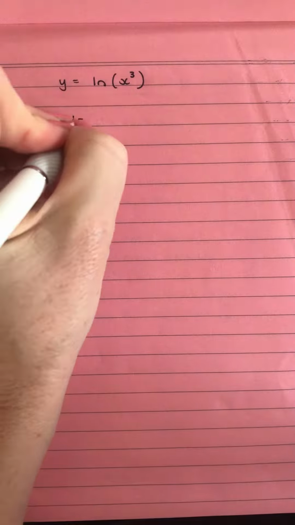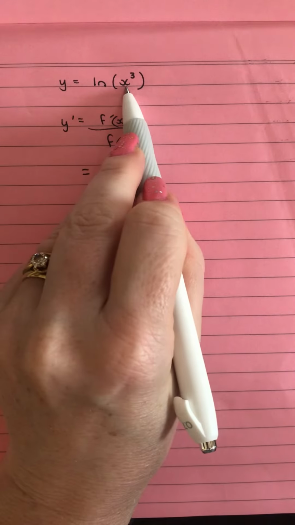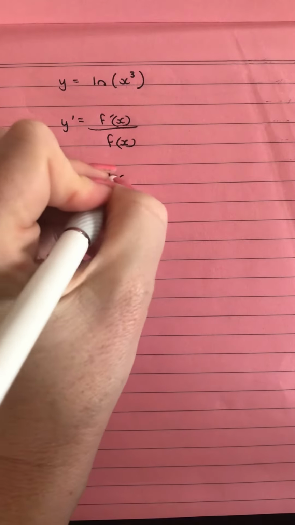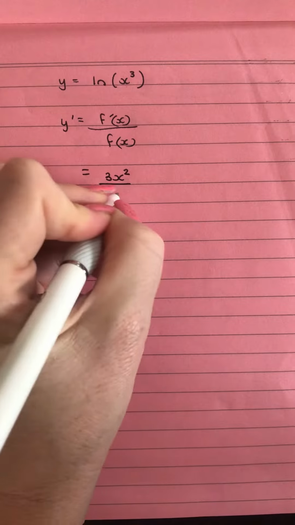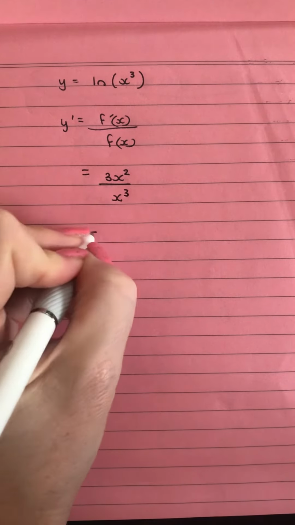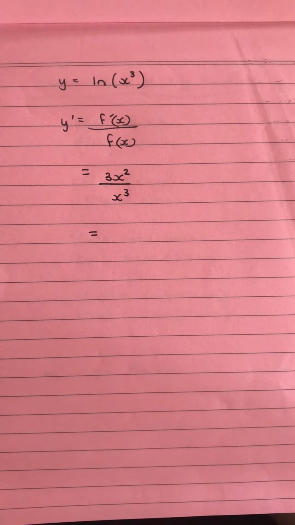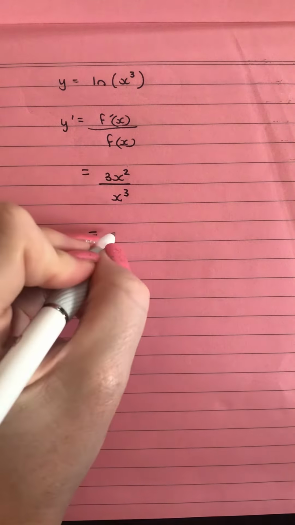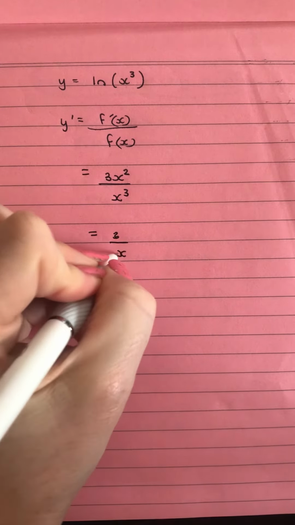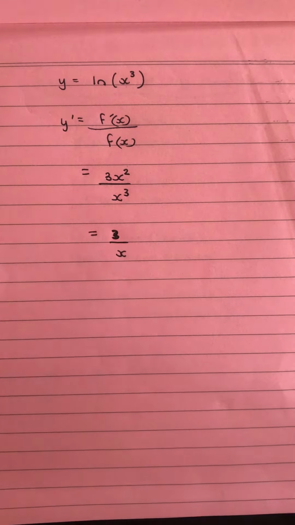Then we've got ln of x cubed. Now we're using our rule that we have the f dash x on the top and f of x on the bottom. So our derivative of x cubed is 3x squared, and we're going to put that over x cubed. Now in this case we can do some simplifying. So we've got x squared and x cubed. We can divide both of those by x squared, and we're left with 3 over x as our answer.